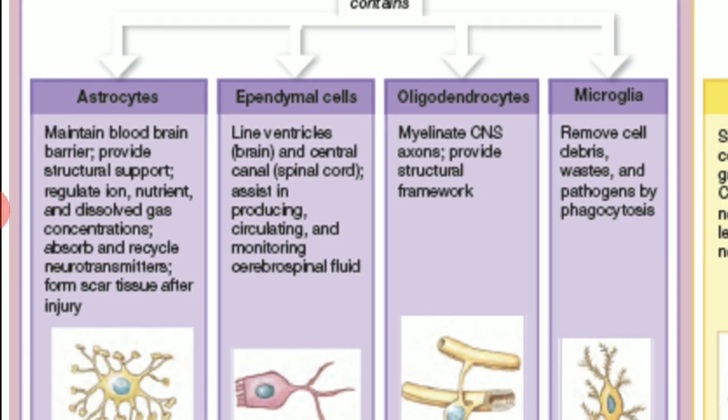Ependymal cell, it lines ventricles in the brain and central canal in the spinal cord, as well as it assists in producing, circulating, and monitoring CSF, cerebrospinal fluid. Oligodendrocytes myelinate central nervous system axon and provide structural framework. Microglia, it removes cell debris, wastes, and pathogens by phagocytosis mechanism.